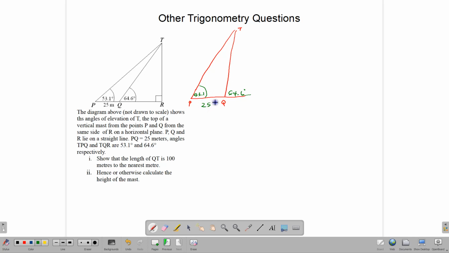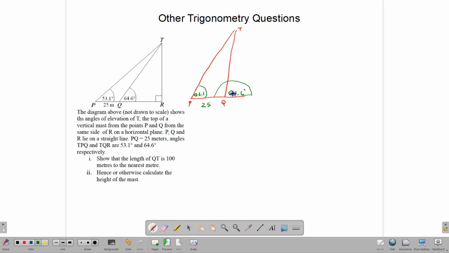This is not a right angle triangle, so you should not be looking to use sine or cosine or tangent. Rather, we have to be looking at whether we can apply the sine rule or the cosine rule. It looks as if we can apply the sine rule in this case if we can say 25 over the sine of this angle is equal to this side QT, which we need, over the sine of 53.1. But to find this angle here, we first need to find this angle here.